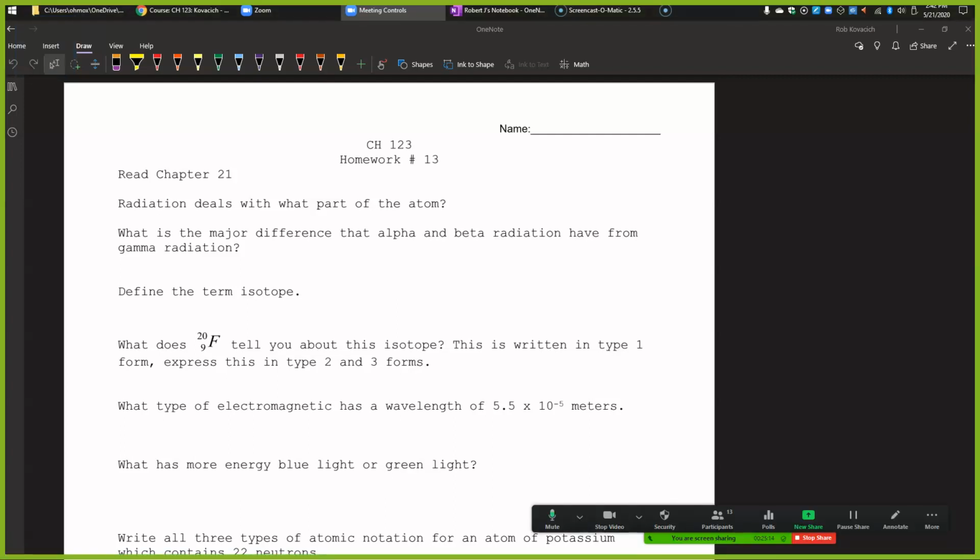All right, so answer the first one. What do we got? Nucleus. Okay. Major difference between alpha, beta, and gamma. What do we got?